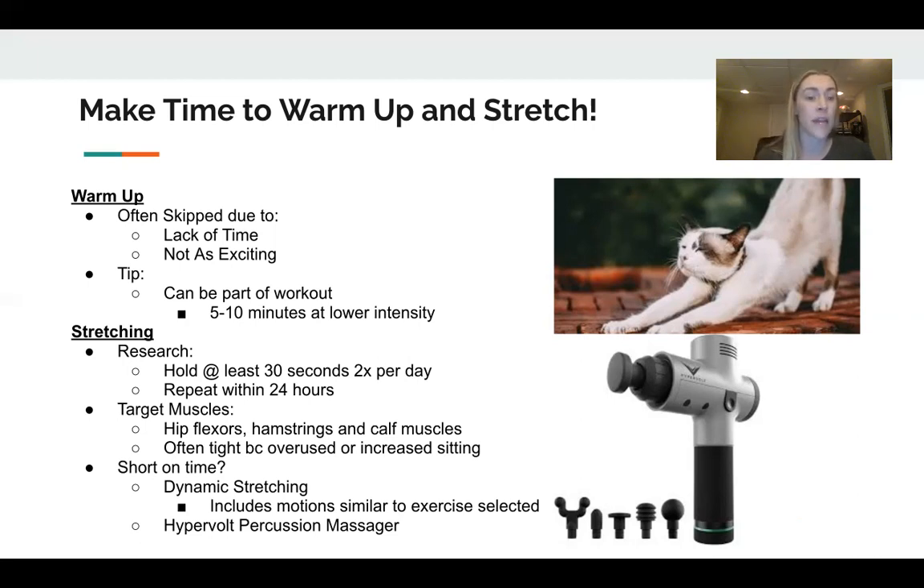If you are short on time, I highly recommend dynamic stretching if you don't have any balance issues. These are basically movements that you're going to be doing as part of whatever exercise you're doing. Dr. Miriam also has a really nice video of that, and I'm including the link here.